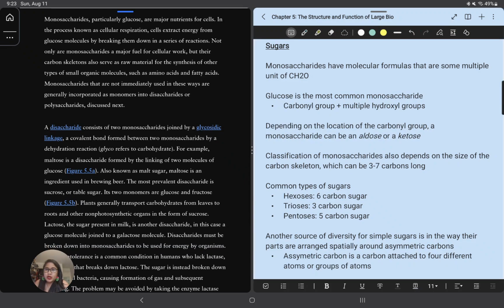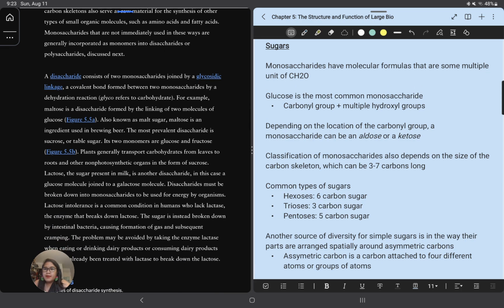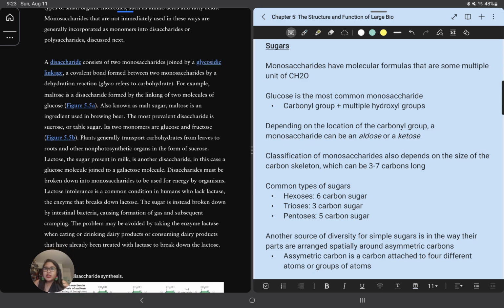Monosaccharides, particularly glucose, are nutrients for cells. In the process known as cellular respiration, cells extract energy from glucose molecules by breaking them down in a series of reactions. Not only are monosaccharides a major fuel for cellular work, but their carbon skeletons also serve as raw material for the synthesis of other small organic molecules, such as amino acids and fatty acids. Monosaccharides that are not immediately used in these ways are generally incorporated as monomers into disaccharides or polysaccharides.